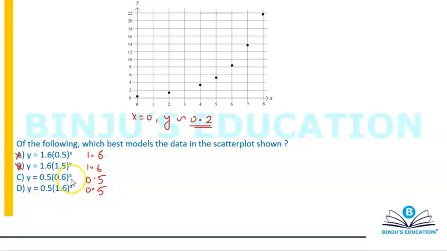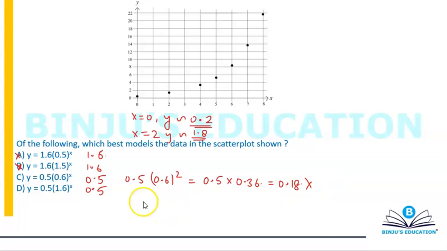So I'll take the next point, that is when x is 2. When x is 2, then y is approximately 1.8 or 1.9. So when x is equal to 2, then this will be 0.5 into 0.6 square. Now 0.6 square is like 0.36, so 0.5 into 0.36. Now 36 into 5 is 180, so that will be 180 by 1000, that is 0.18. Now this is nowhere close to 1.8, so this is out.